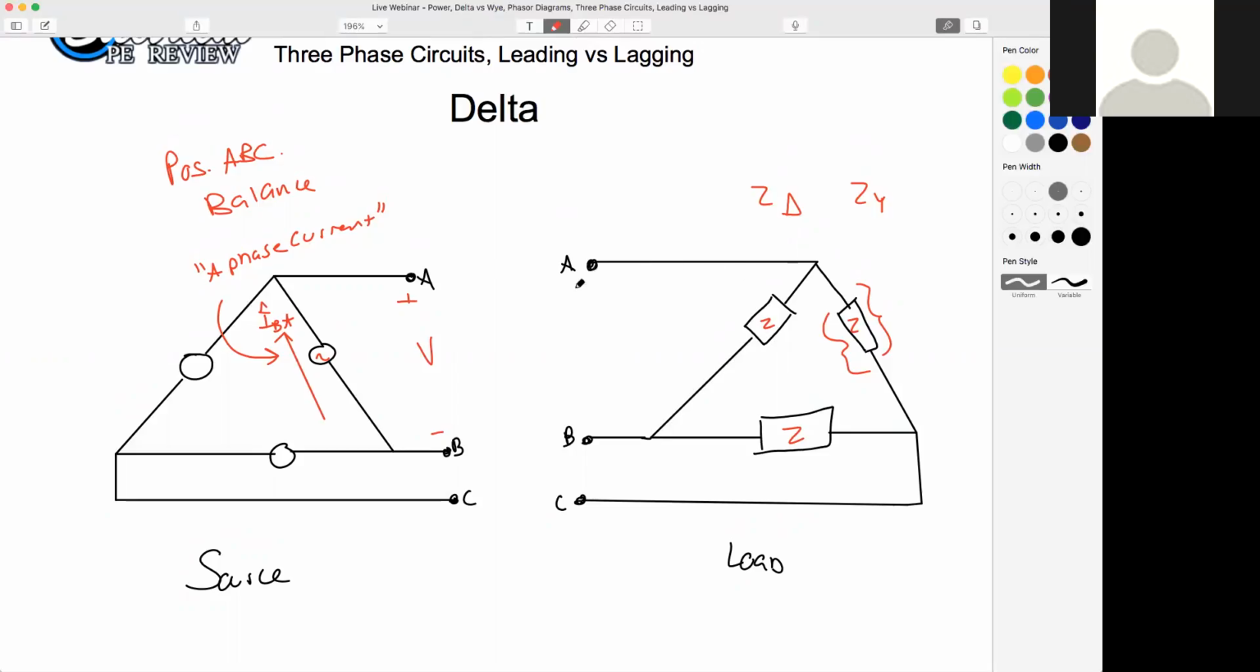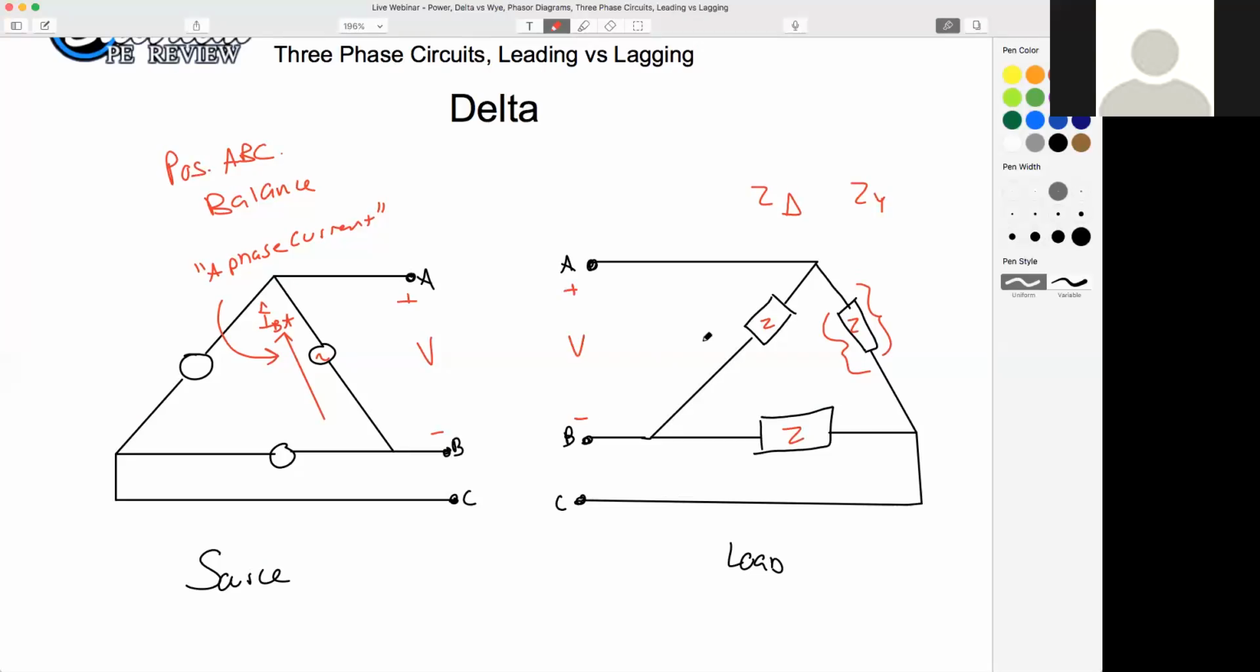All right, how about this? So where's my polarity for my voltage on my load? With A and B on my load, where's my polarity for an ABC balanced system, a positive system? Who can help me out in the chat? A to B, perfect. Yep, A is going to be positive, perfect.